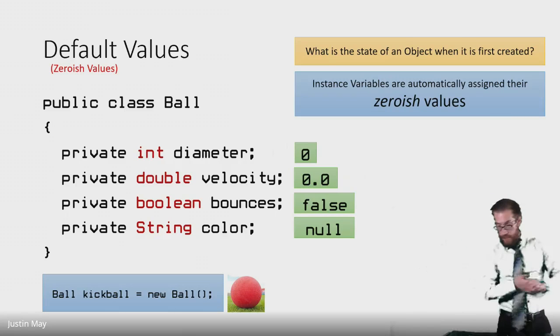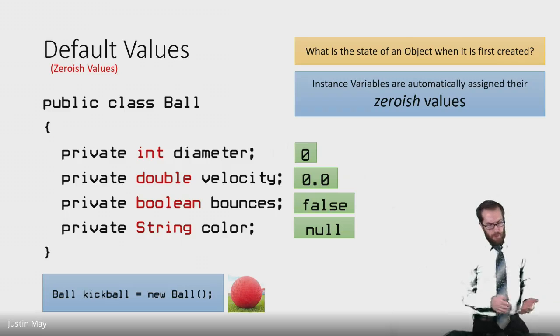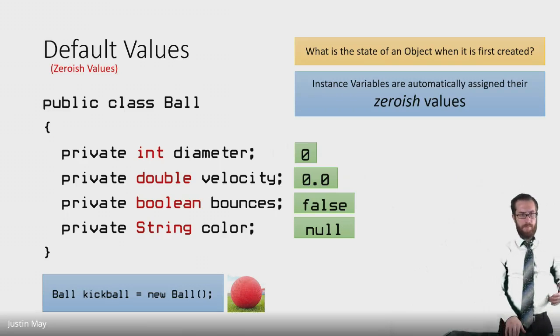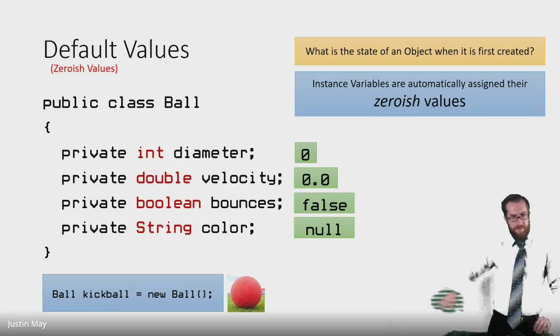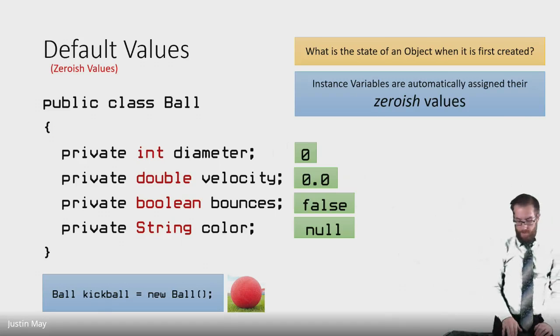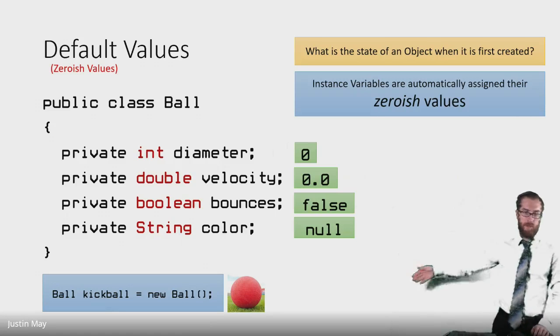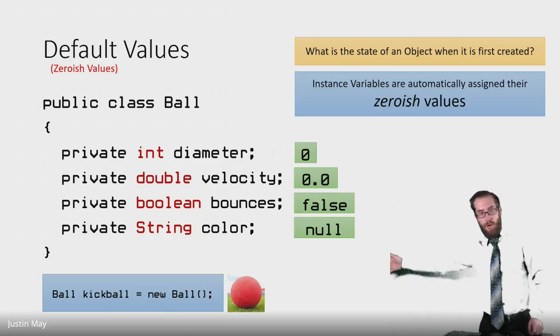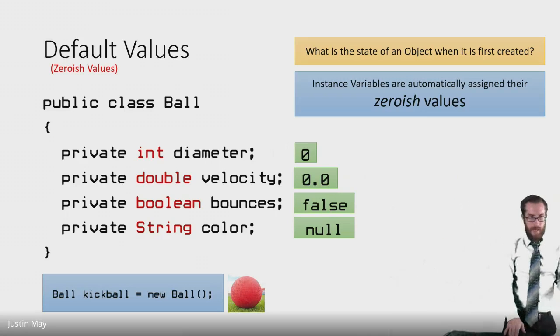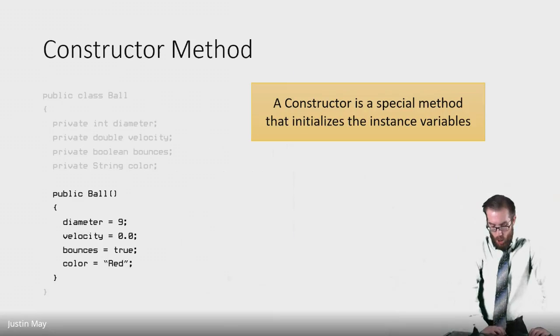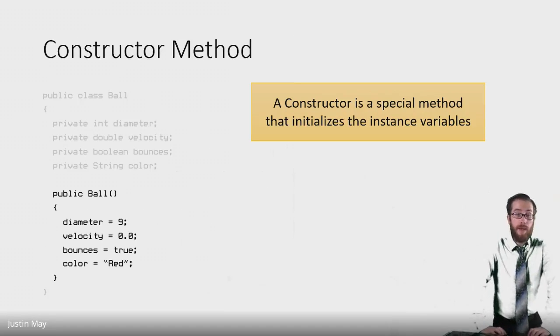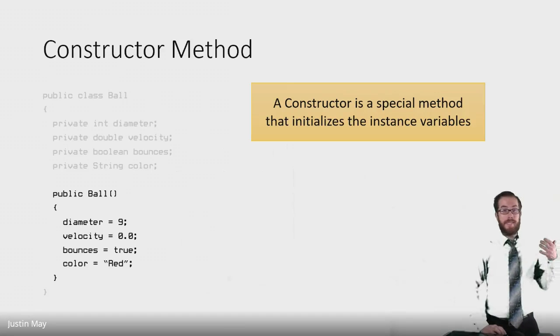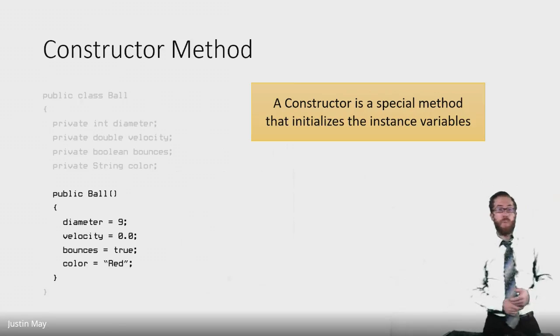But that's sometimes not what you want. It's usually not what you want. Usually you want to, as the programmer, give actual values to these variables when you create a ball. You don't want to create a ball with a diameter of 0, and no color. What is that? That's nothing. So what you do is you create a constructor. A constructor is a special method that initializes the instance variables of the object when it's created.